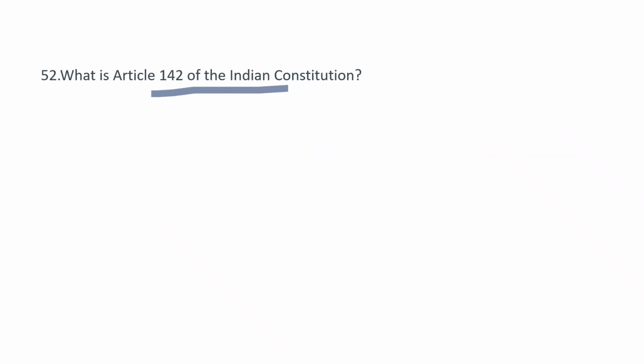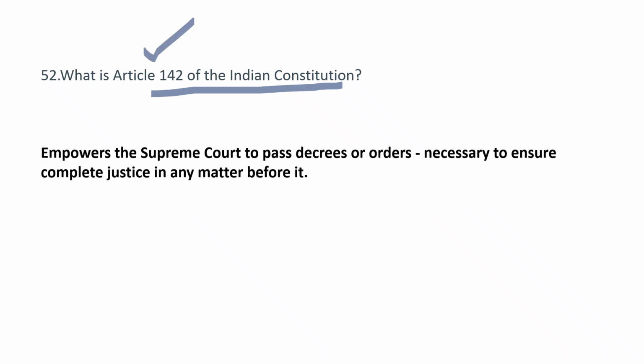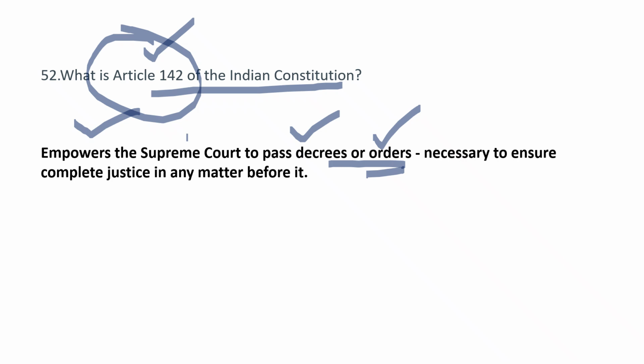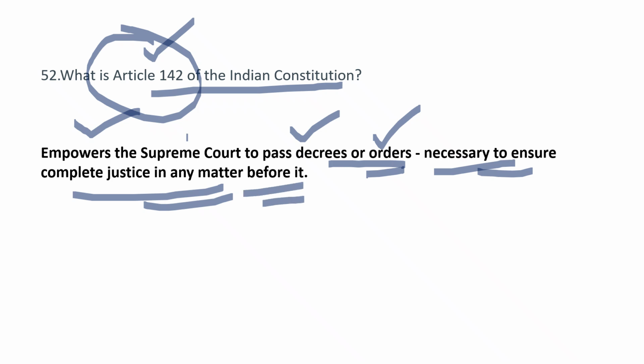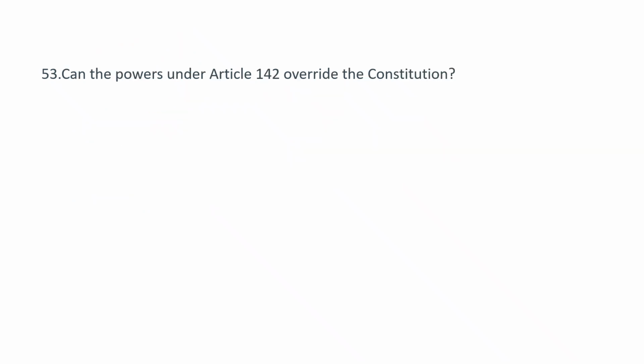What is Article 142 of the Indian Constitution? Article 142 empowers the Supreme Court to pass decrees or orders. The Supreme Court passes decrees or orders based on Article 142, the orders that are necessary to ensure complete justice in any matter before it. Okay. Next question. Can the powers under Article 142 override the Constitution or not?